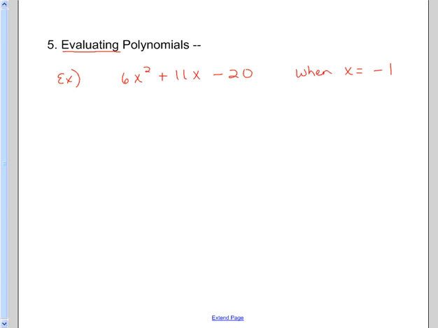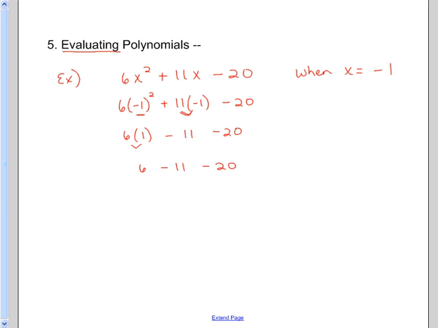So this means everywhere I have an x, I'm going to replace it with a -1. So I would have 6 times -1 squared plus 11 times -1 minus 20. Don't forget about order of operations and what we have to do first, which would be exponents. So if I square -1, that's actually going to be +1. I can go ahead and multiply here, which would make this -11. Bring down minus 20. Multiply, which will be a +6, -11, -20.